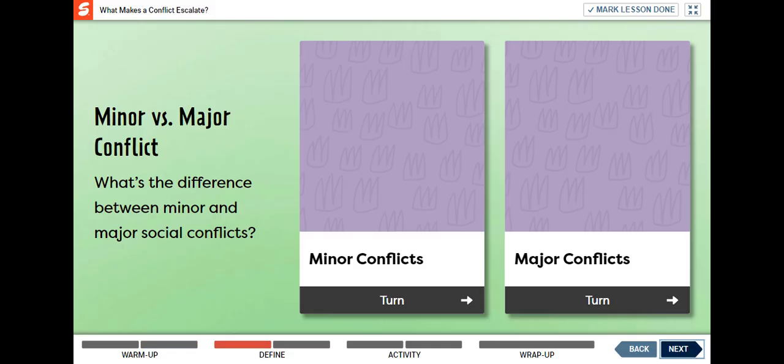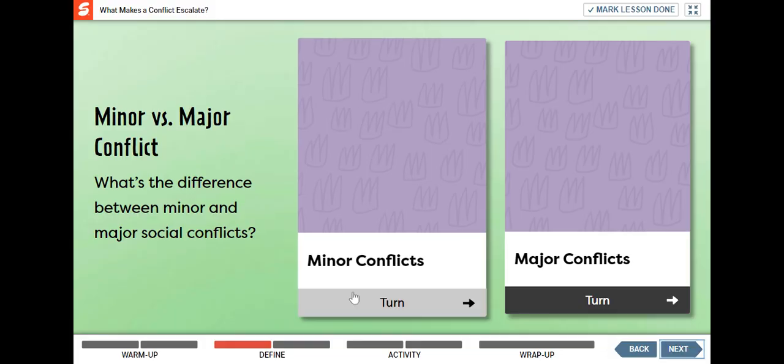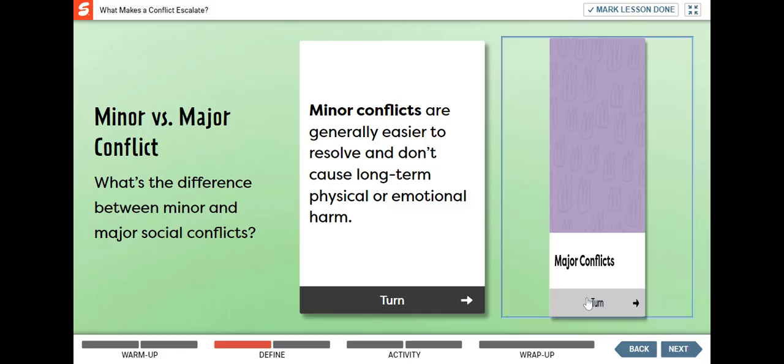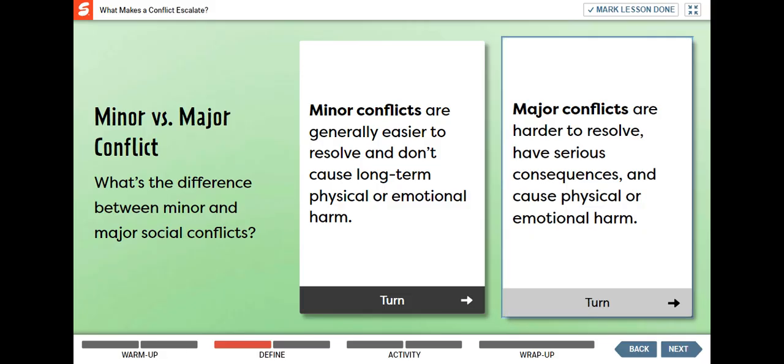What's the difference between minor and major conflicts? Minor conflicts are generally easier to resolve and don't cause long-term physical or emotional harm. Major conflicts are harder to resolve, have serious consequences, and cause physical or emotional harm.